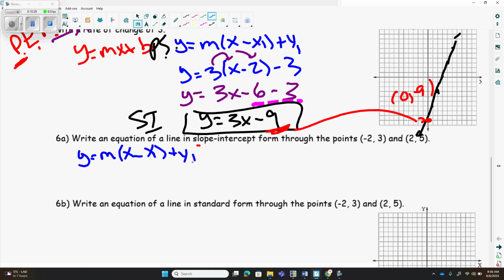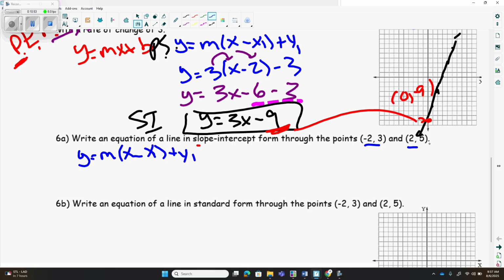There you go. That is your point-slope form. Now, do I have the m? I'm given 2 points. Do I know my slope? Can you find your slope, Addison? Addison says, yeah, I can find my slope. I don't have it. I can find it. How did you find it, Addison?